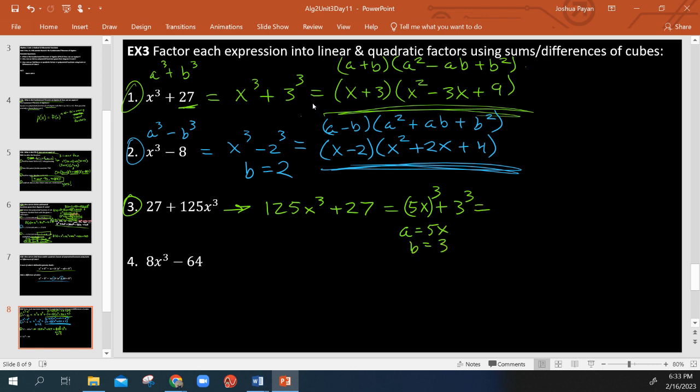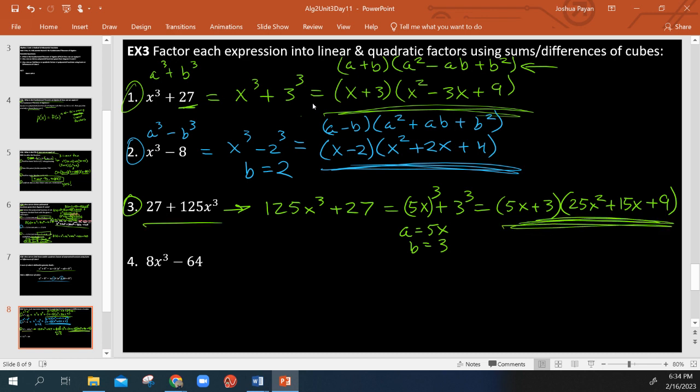We need to keep that in mind when we're plugging into this. So we're going to say a plus b times a squared plus a times b, so 15x, plus b squared. And that would be my final answer of this one factored out.